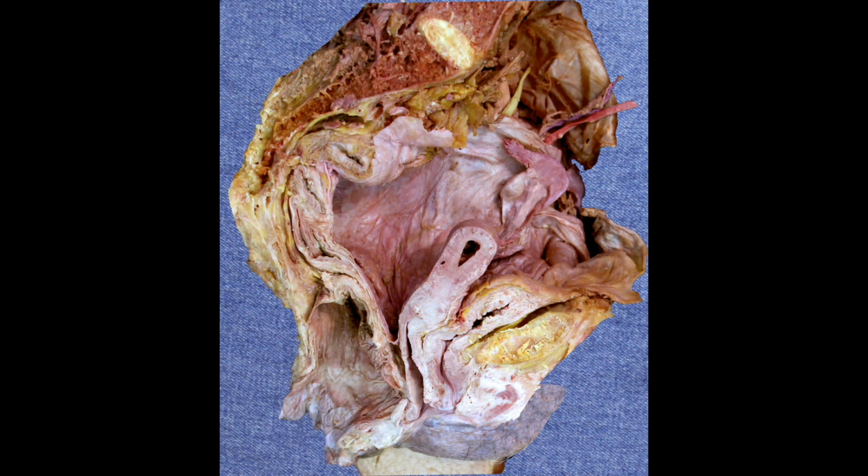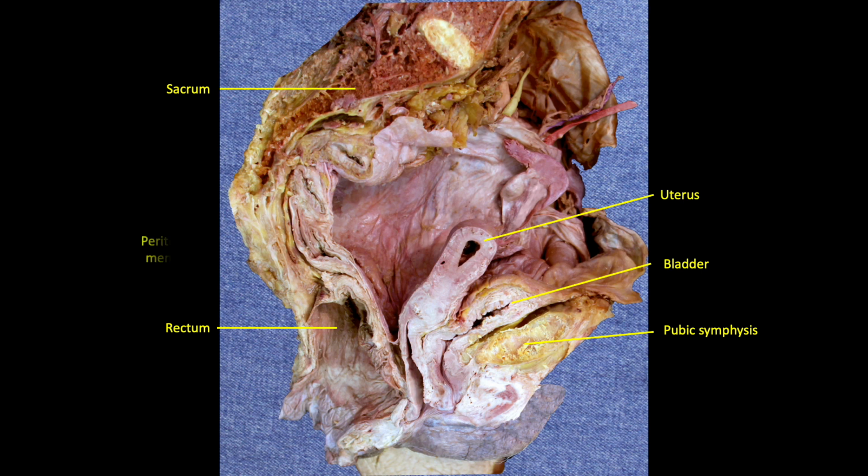Looking at a different specimen, again label the pertinent structures for orientation. Here we see the uterus, the bladder, the pubic symphysis, the rectum, and the sacrum. The pelvic cavity is continuous with the abdominal cavity, as we can now observe in the sagittal section. The peritoneum membrane, now labeled, is continuous with the peritoneum membrane of the abdominal cavity.